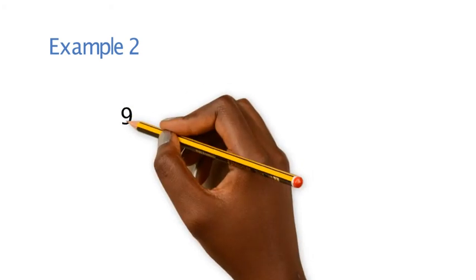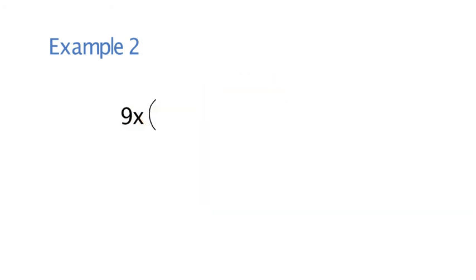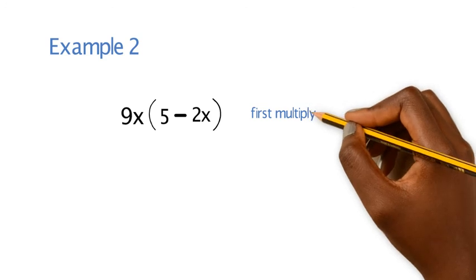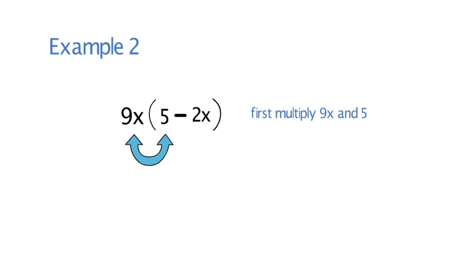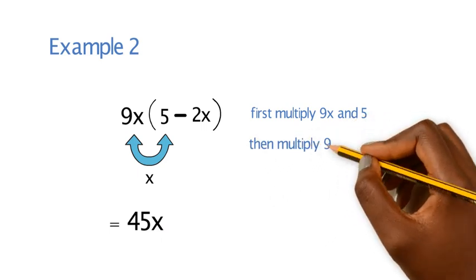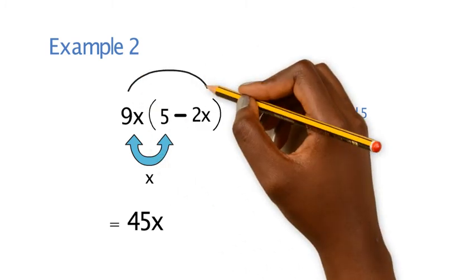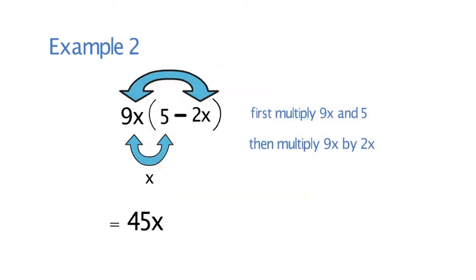Example 2. So if you have 9x bracket 5 minus 2x. Again, first off, just to do it in order, multiply 9x by 5, and that would give you an answer of 45x. And then multiply 9x by 2x, but notice how there's the negative 2x. So multiplying a positive and a negative would give you a negative answer. So you'd get negative 18x squared.